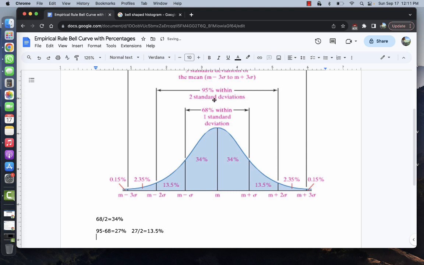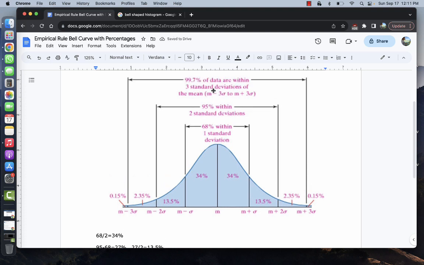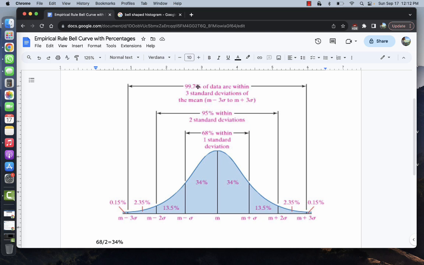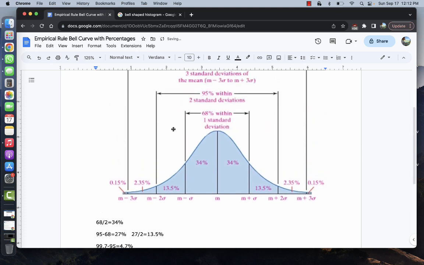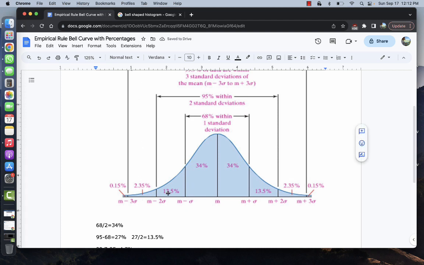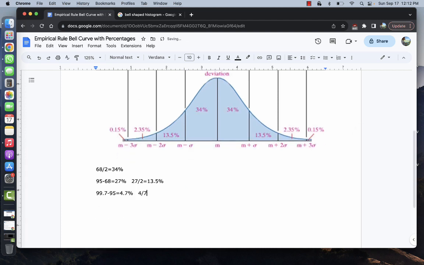Next, as we jump from within 2 standard deviations to within 3 standard deviations of the mean, we go from 95 to 99.7. So how much percent did we add? 99.7 minus 95, 4.7%. But remember, that's in two equal halves, the lower and the upper half, so we divide that by 2. And that's how we get the 2.35%.